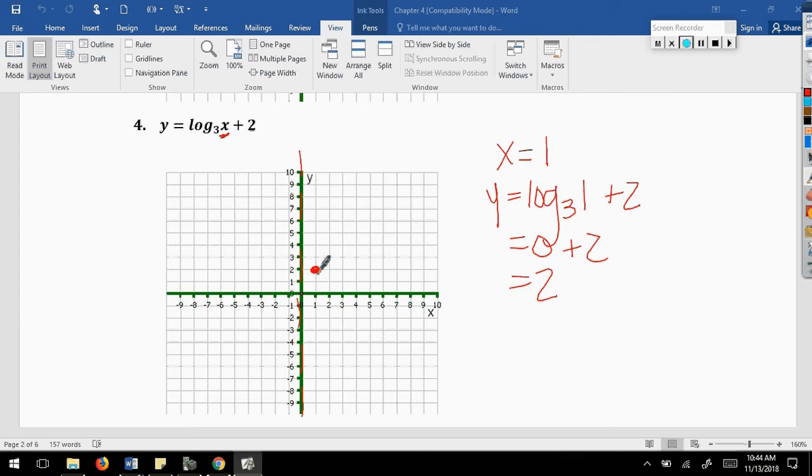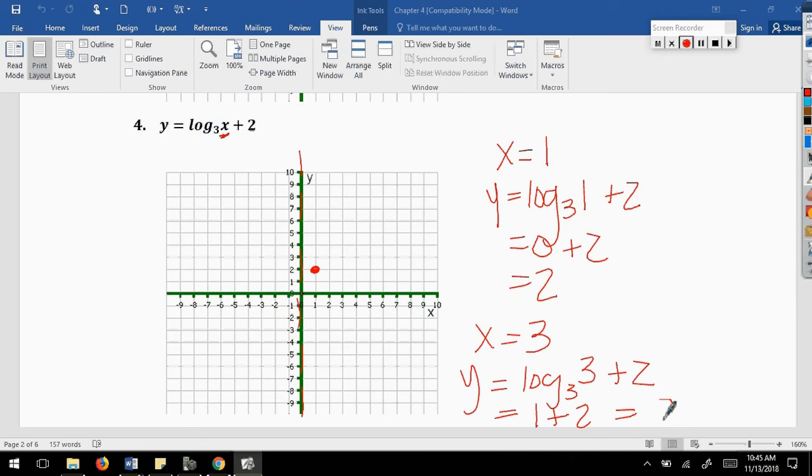Remember, a log is just an exponential on its side. It's the inverse of an exponential. Let's make it be 3. That's another easy one. So I have log base 3 of 3 plus 2, which is 1 plus 2, which of course is 3. So this point is 3, 3.